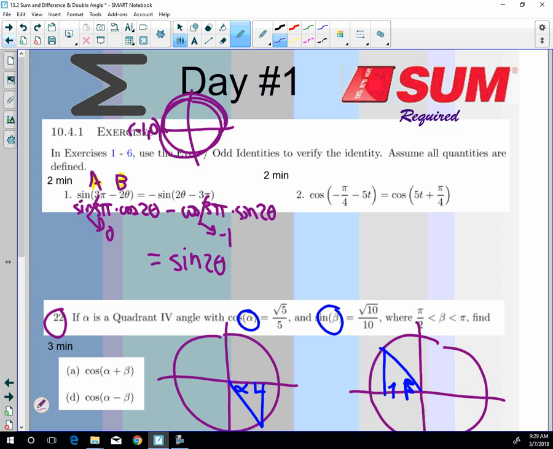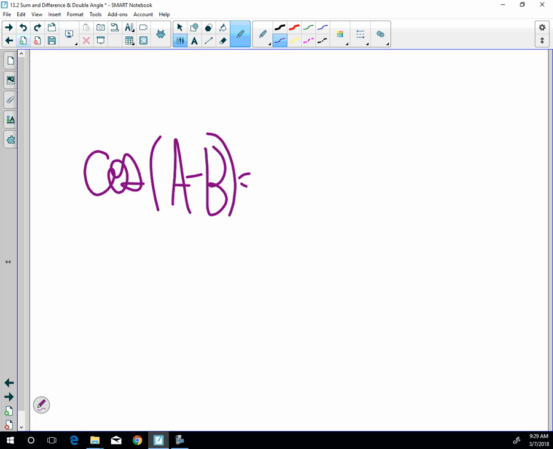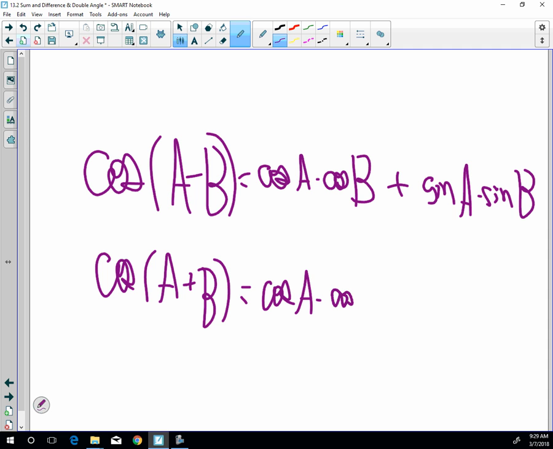24, 23, and 22. And one last time, cosine A minus B. What's the magical way to remember it? CC. Cosine of the first, cosine of the second. If this is minus, this will be plus. Sine A, sine B. And then the other one is cosine A plus B, which we'll prove tomorrow. Is magical way to remember it? Still CC. Cosine of A, cosine B, minus sine A, sine B.